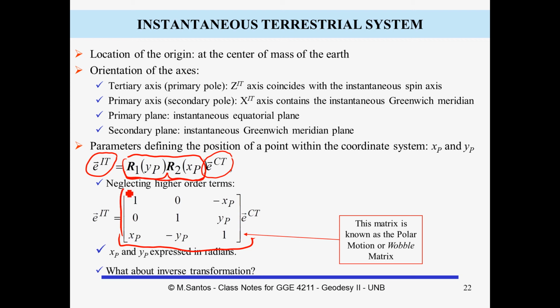This matrix is known as the wobble matrix, and it's usually represented by the letter W. We can just use the elements XP and YP expressed in radians. For the inverse transformation, we just apply the properties of the rotation matrices.